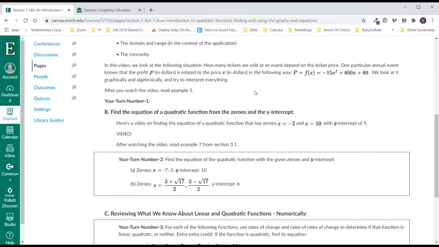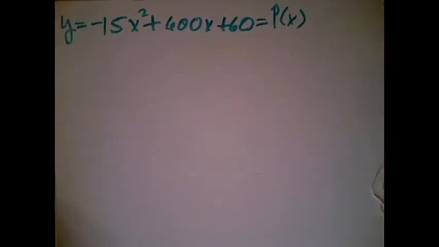It's up here. It says how many tickets are sold at an event depends on the ticket price. One particular annual event knows that the profit P in dollars is related to the price x of tickets in dollars in the following way: P equals f of x equals minus 15x squared plus 600x plus 60. We look at it algebraically and graphically and try to interpret everything. I'm going to look at it a little bit algebraically first, and then we'll look at it graphically, and then we'll see what we can do.